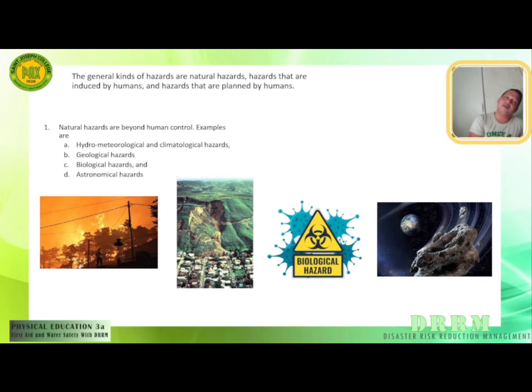Next is astronomical hazards. Another hazard is the pyroclastic ashes from the volcanoes. People should wear a mask in the areas near the eruption of the volcanoes. We also have astronomical hazards like when an asteroid is about to hit some area on the surface of the Earth. Like that.